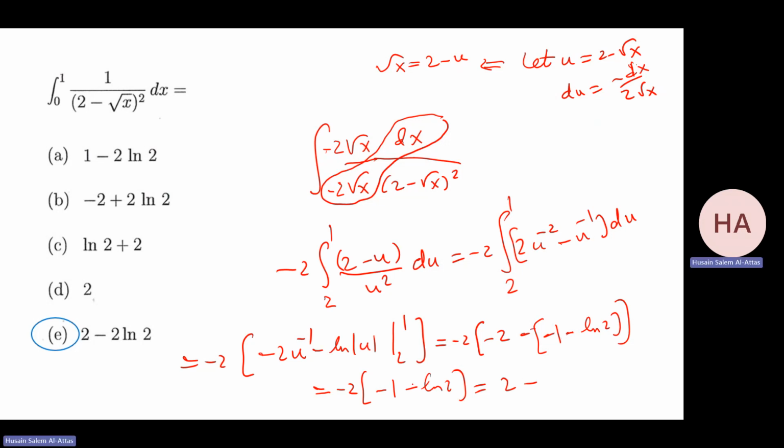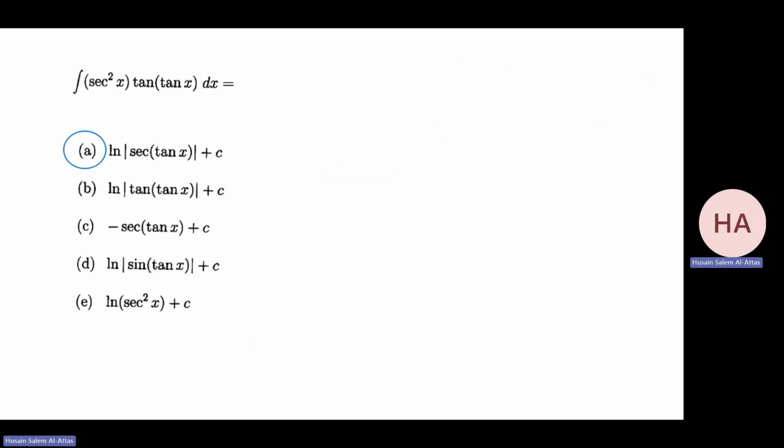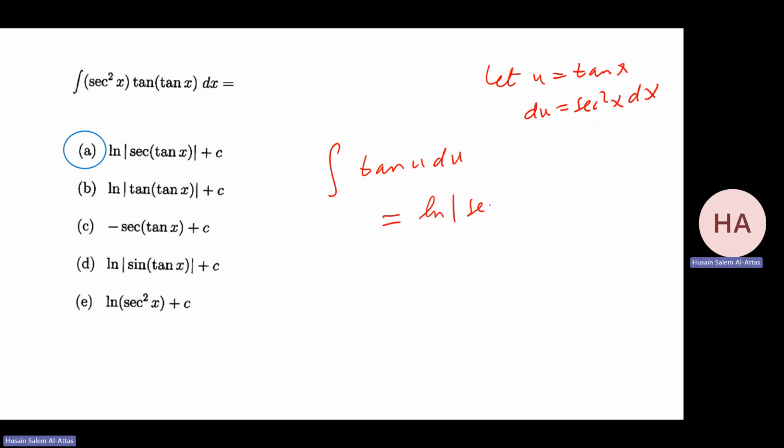That will be plus 2 minus 2 ln 2, which is this. It's a matter of calculation, yeah. But this is the idea. I multiply by 2 square root of 2 in the numerator and the denominator to make it du over u. Okay. Now this is an easy one. I let u equal tan x. What will be du? Secant squared dx. So I have what? Tan u du, which I know will be ln secant u plus c. So that will be ln secant u, which is tan x plus c, which is this one.